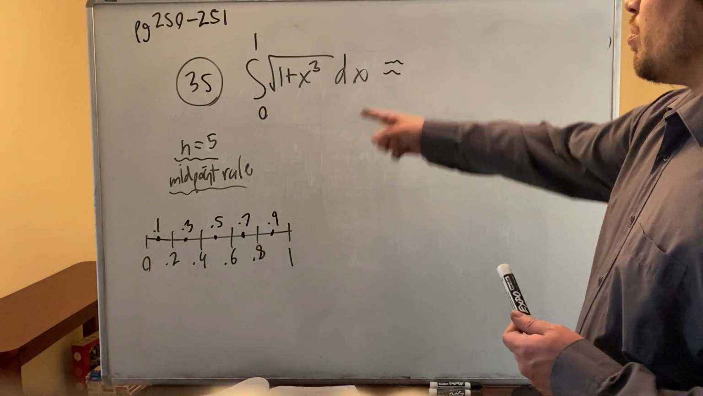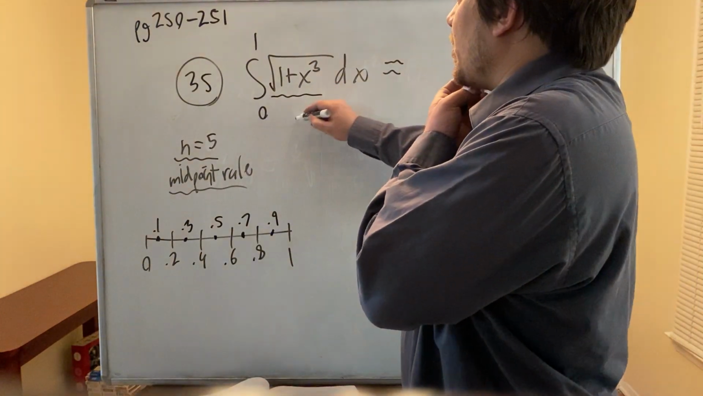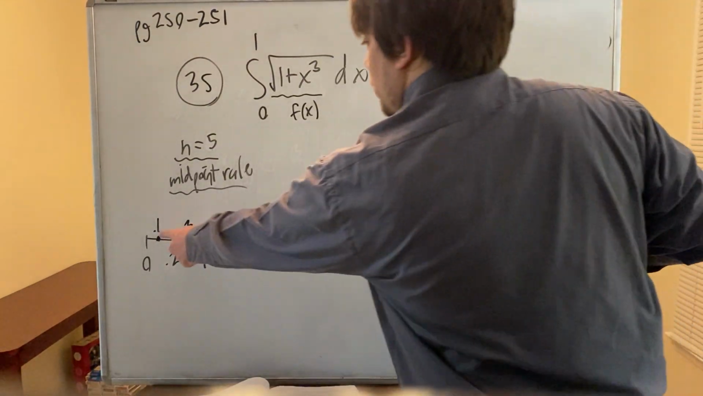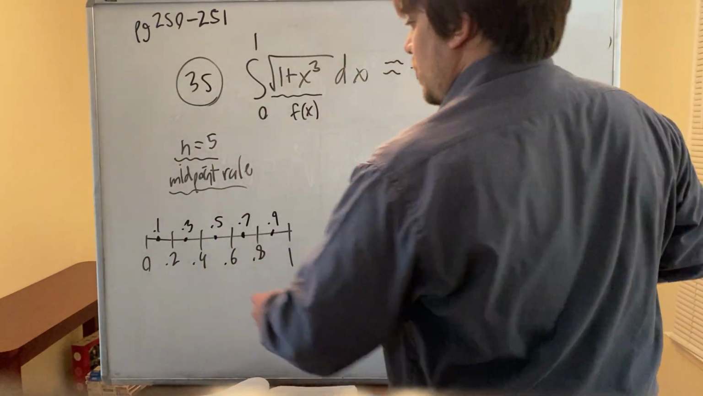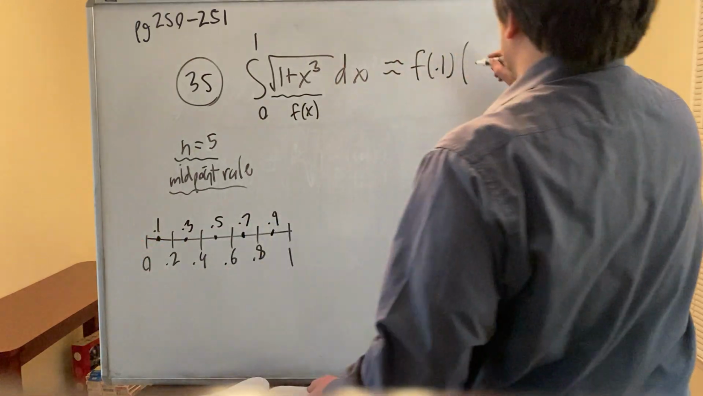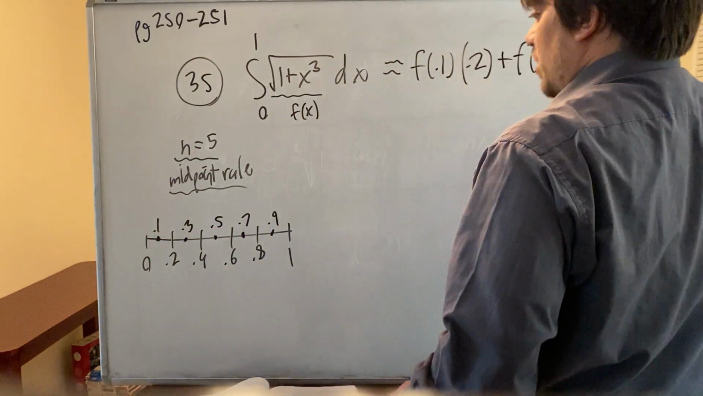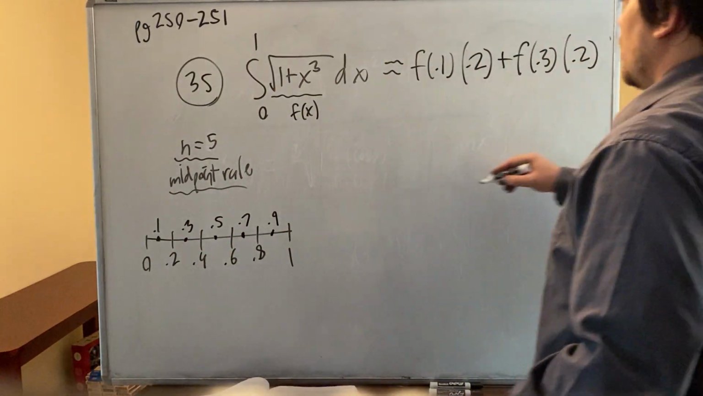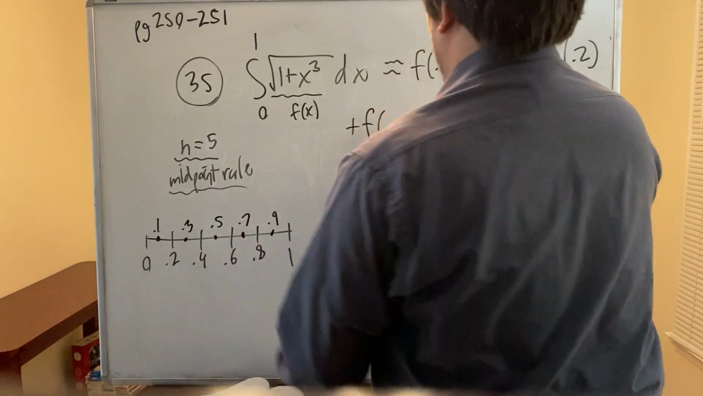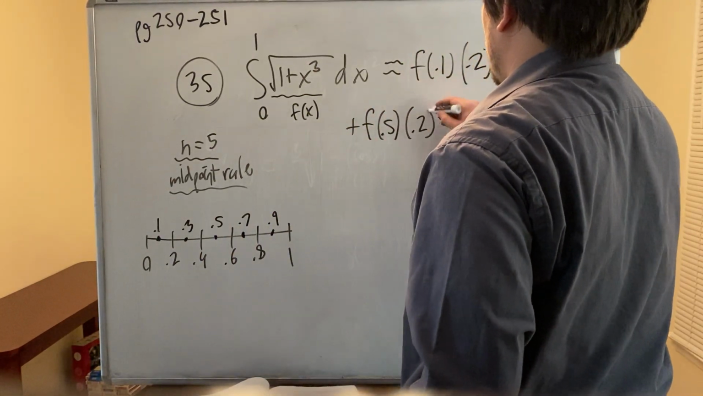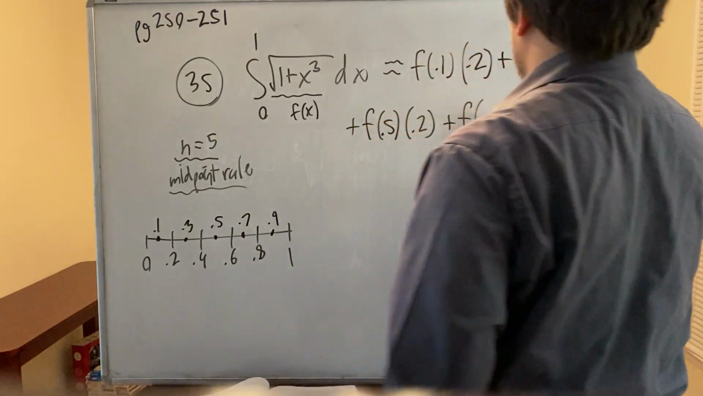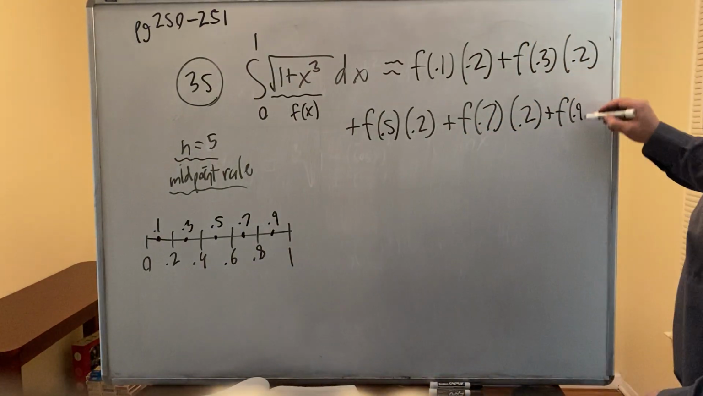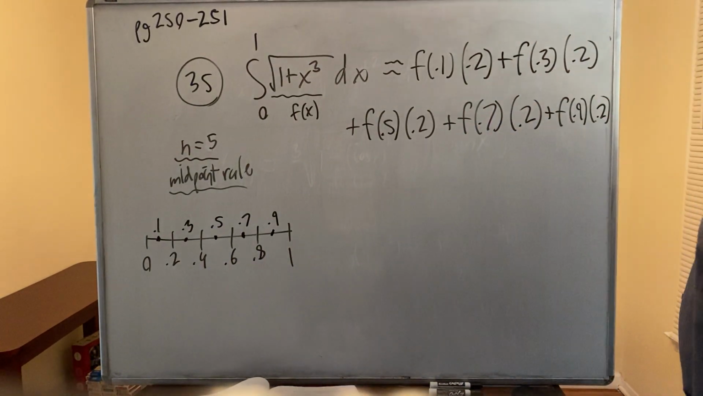Okay, and so now to approximate, this is our function f of x. So f of x is the square root of 1 plus x cubed. This is approximately f of 0.1 times the length of that subinterval, which is 0.2, plus f of 0.3 times 0.2, plus f of 0.5 times 0.2, plus f of 0.7 times 0.2, plus f of 0.9 times the length of the subinterval, which is 0.2.